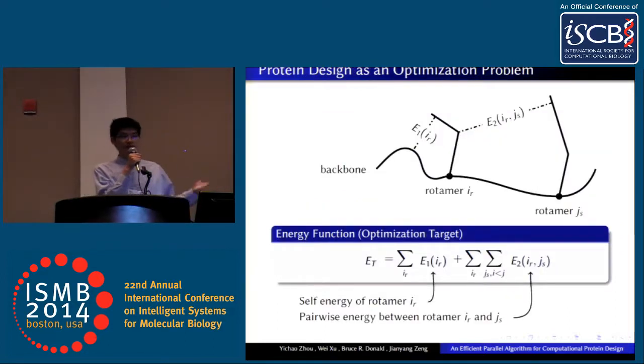Assuming the pairwise energy function, the discrete rotamer, and the rigid backbone, we can treat the protein design problem as an optimization problem. Here is the energy function for this problem. In the energy function, E sub 1 is the self-energy for each rotamer, while E sub 2 is the pairwise energy between two different rotamers.